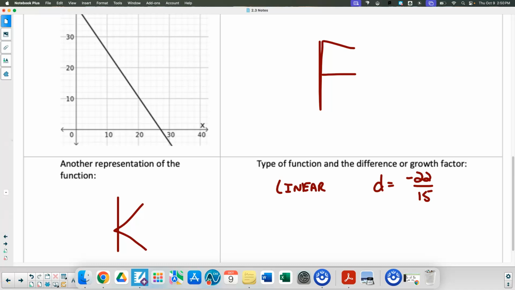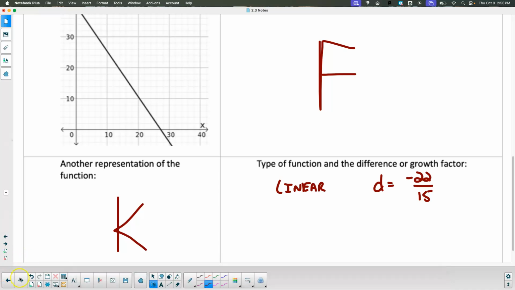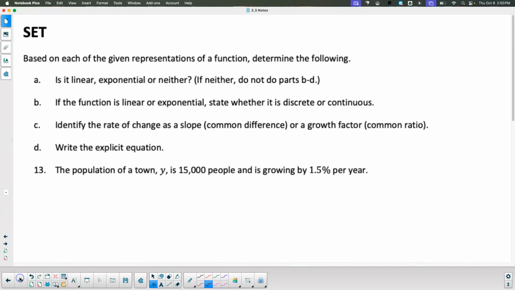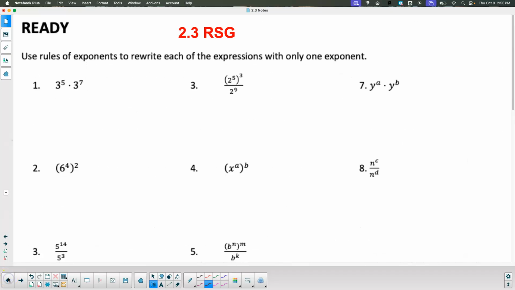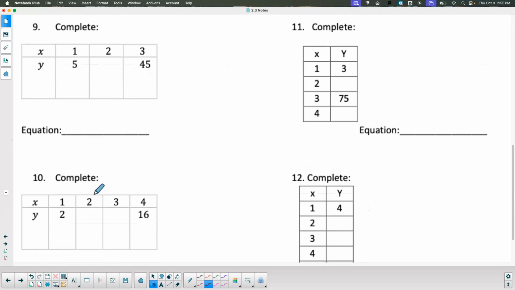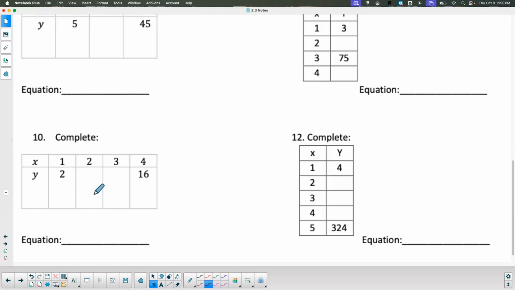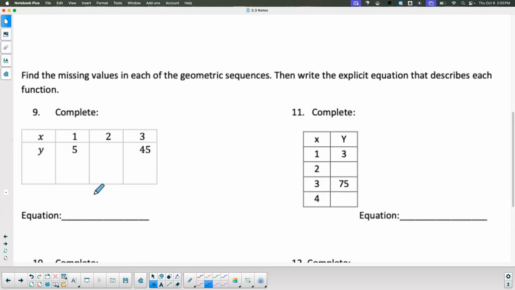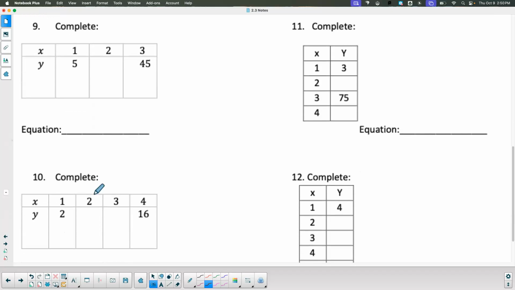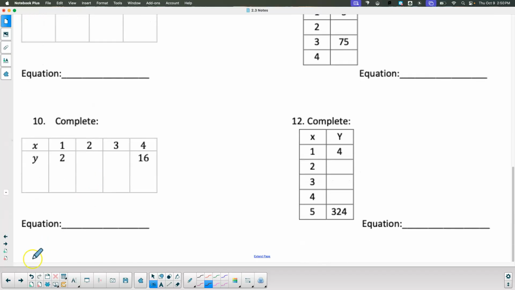Let's go through the homework tonight. So, on your homework this evening, you got a bunch of exponential problems. Find some missing value type ones. They're all geometric this time. Last time I think they were all arithmetic. This time they're all geometric.